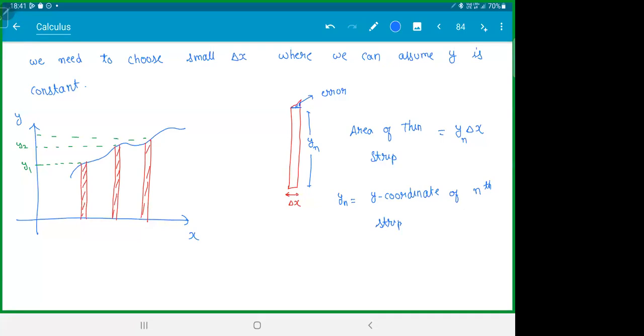But the thing is, there's an error in this. You won't get an exact answer here. There is an error, because when you take it very small, you won't get a proper area there.